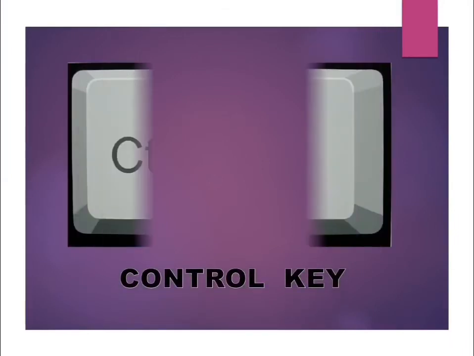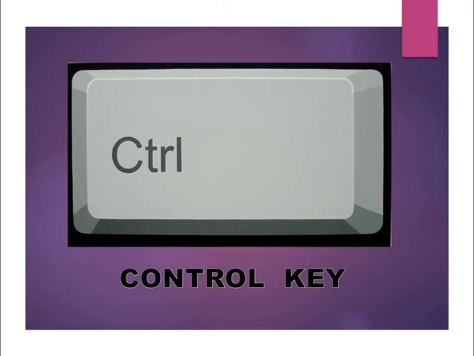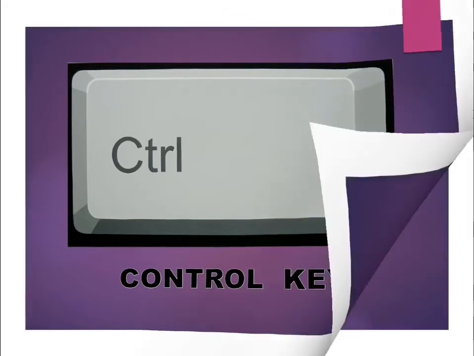Next type of combination key is the Control key, which is represented with the name Ctrl. This stands for control. Again, this is used with a combination of some other keys. For example, when we press Ctrl plus S, it saves a document. Ctrl plus N opens a new document. Ctrl plus C copies a particular file, folder or document. So this also works along with a combination of any other key.